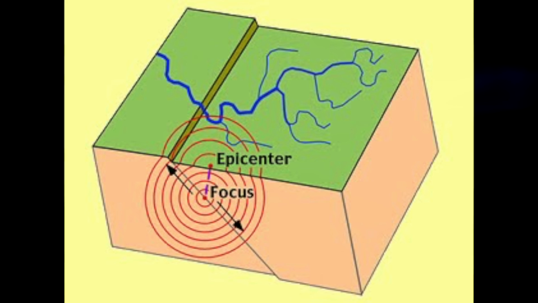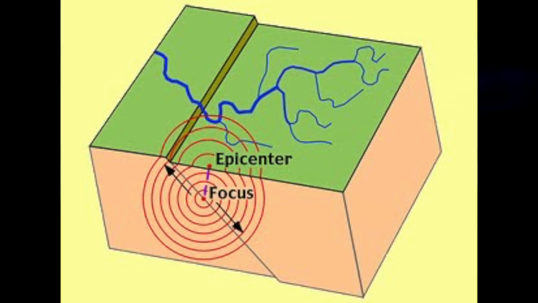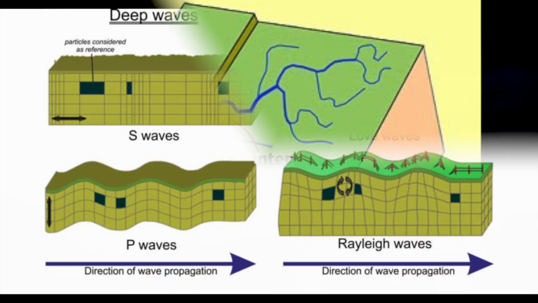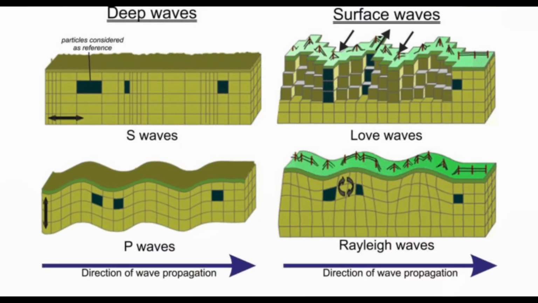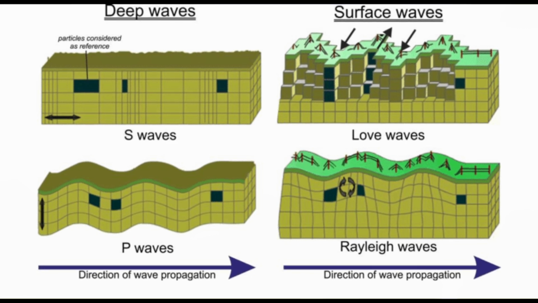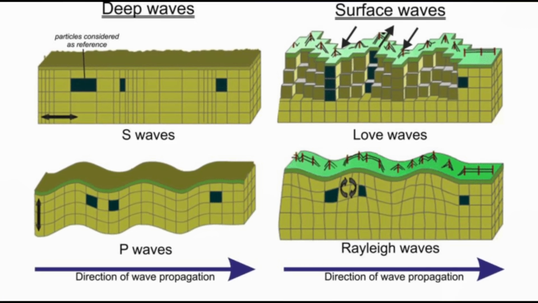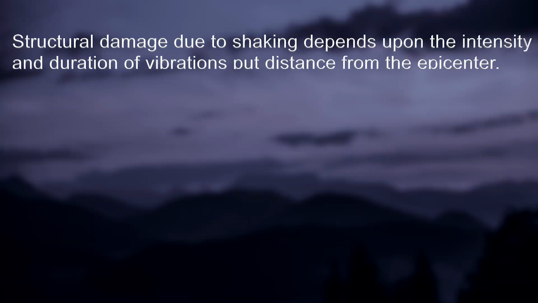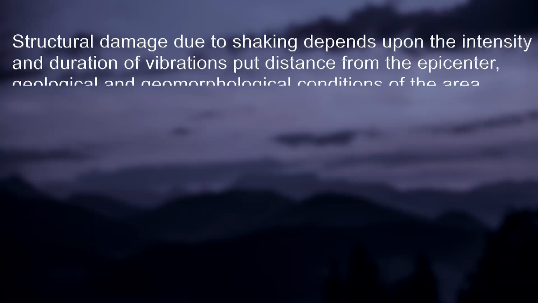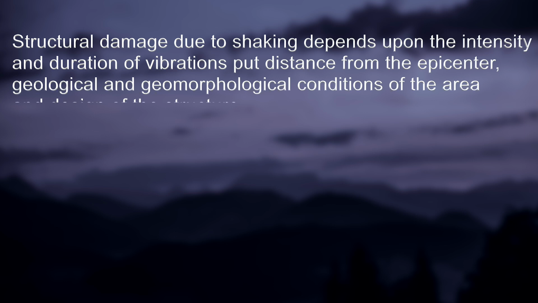Ground shaking is one of the main consequences of earthquakes, which damage buildings and other structures on the ground. Ground shaking is the destructive force that results when the energy released by the earthquake travels along the Earth's surface, making the ground vibrate up and down as well as from side to side. Structural damage due to shaking depends upon the intensity and duration of vibrations, distance from the epicenter, geological and geomorphological conditions of the area, and design of the structure.